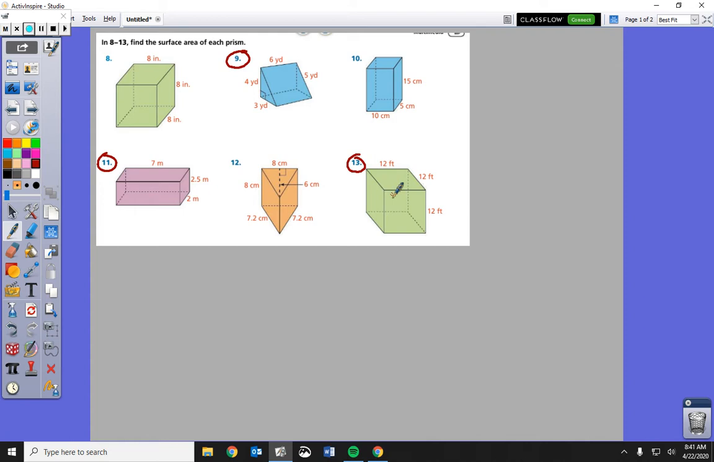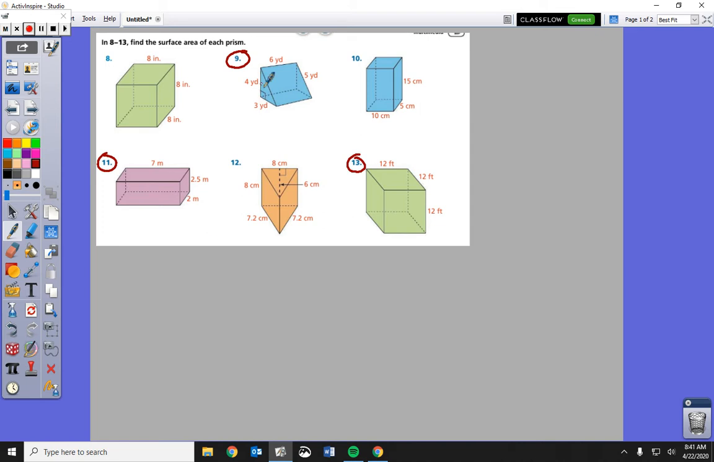The probably most challenging one is number 9, which is the triangular prism. Let's start with the hard one. Let's eat our frogs first, as they say. Get the hard stuff out of the way, and we'll work our way to the easy stuff. Now, I'm going to do my best here to try to draw this shape as a net.